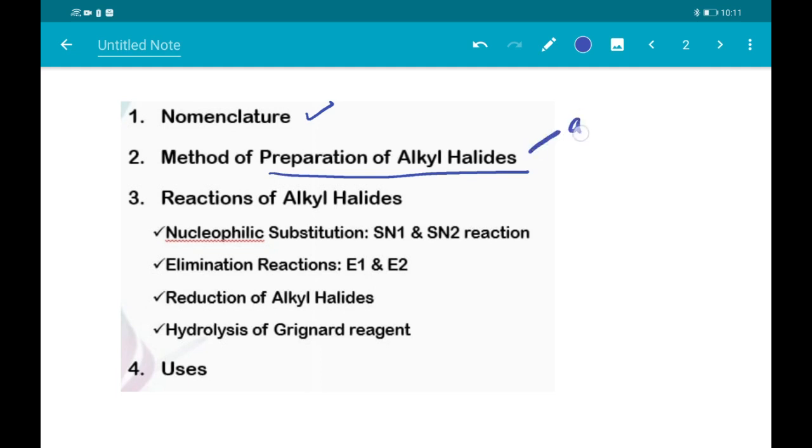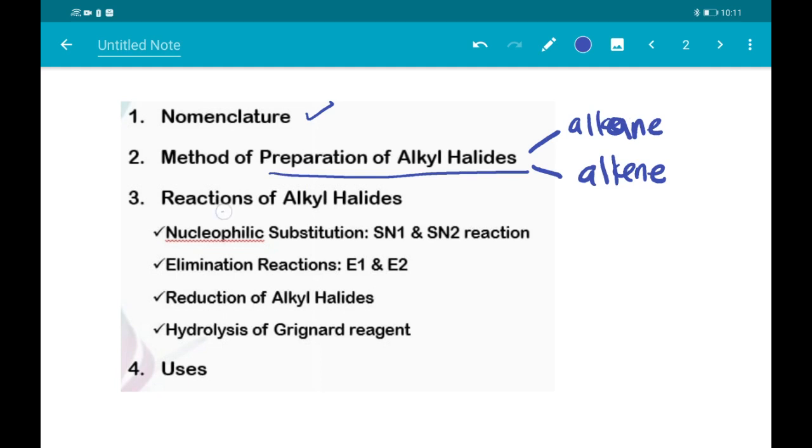The first one is preparation from alkene compound. The other one is from alkene compound. Both of the methods have already been discussed in a previous chapter. We're going to go through that later on.